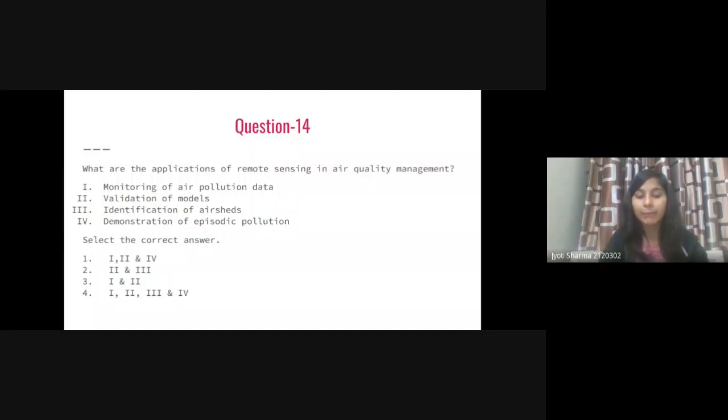Okay, so what are the applications of remote sensing in air quality management? I have four options: monitoring of air quality data, validation of models, identification of airshed, and demonstration of episodic pollution. So which one is the right answer?